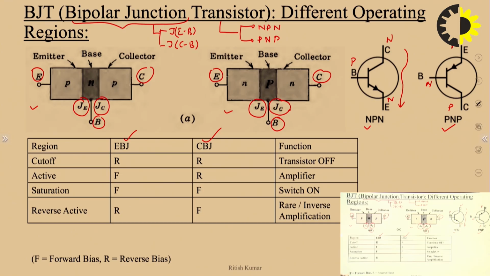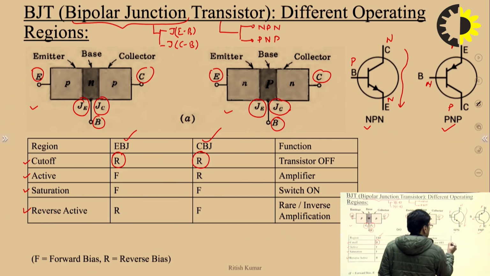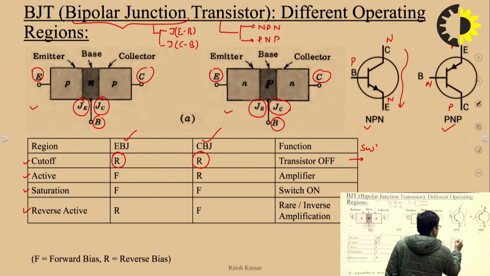So we have four different operating regions: the cutoff region, active region, saturation region, and reverse active region. For the cutoff region, both junctions should be in reverse bias. We need to connect these two junctions in the reverse bias case. Then the transistor will act as a switch in off condition.